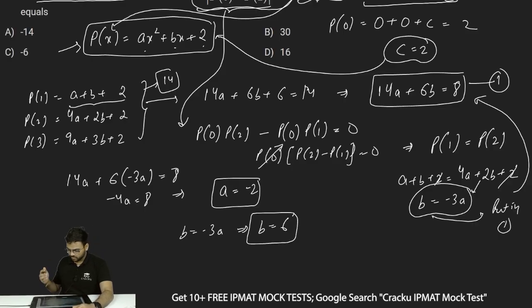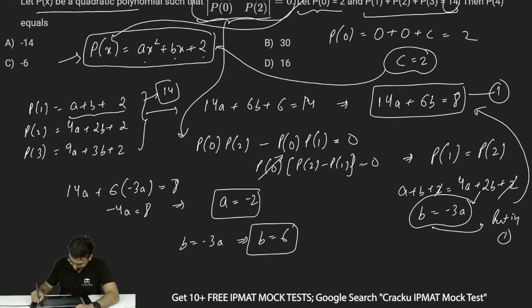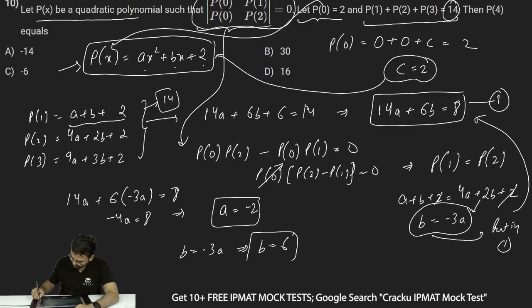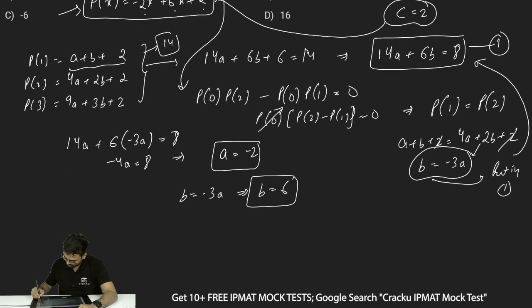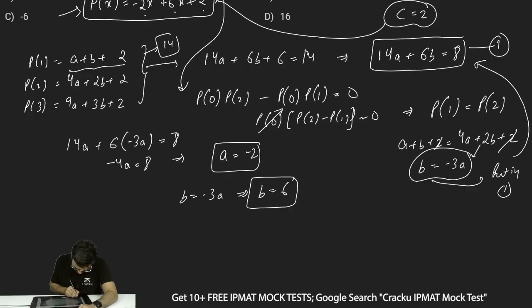Now a is minus 2, b is 6, therefore I can just substitute the value of a and b. A as minus 2, b as 6. So my equation will be minus 2x square plus 6x plus 2. We have to figure out the value of p of 4. So my p of x is minus 2x square plus 6x plus 2.